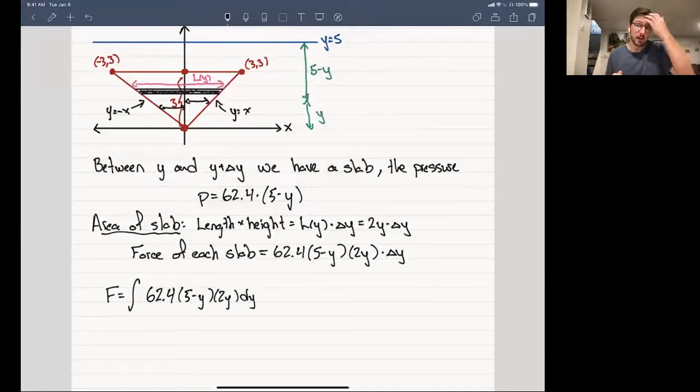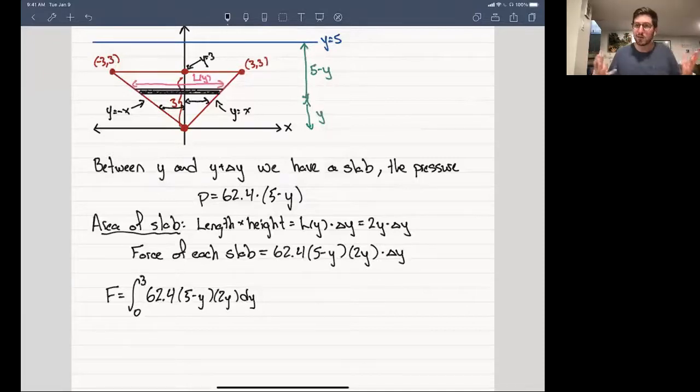And now we ask ourselves, what are the bounds on the integration here? Well, we can see that we go all the way down to y equal to 0 at the apex of this triangle, and then we go all the way up to y equal to 3, which is right here. So this is y equal to 3. So our bounds on integration here are 0 to 3.